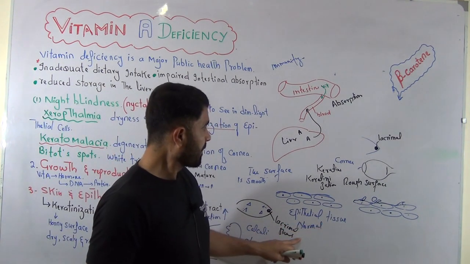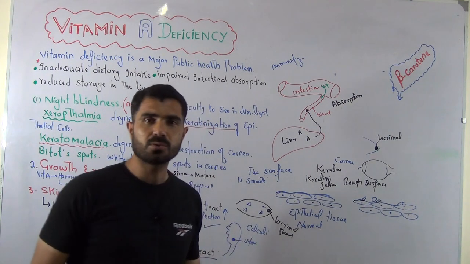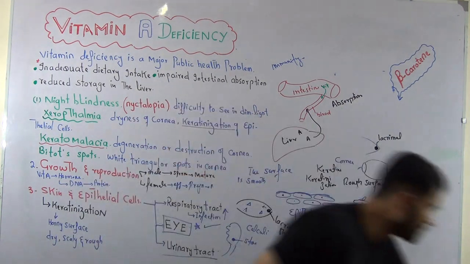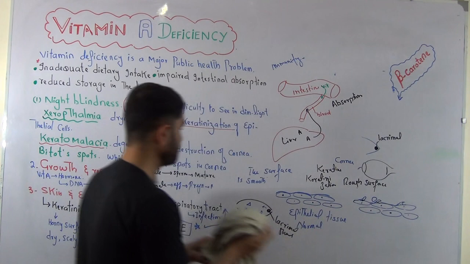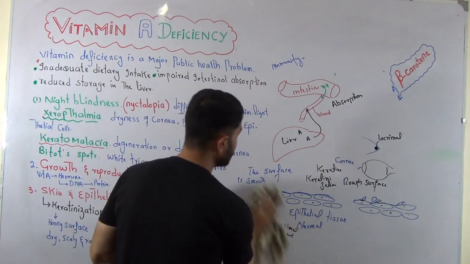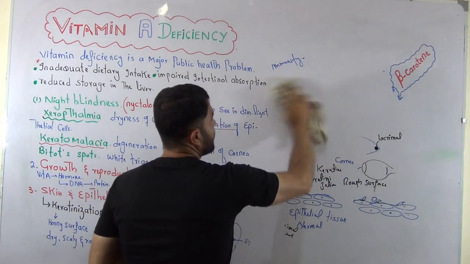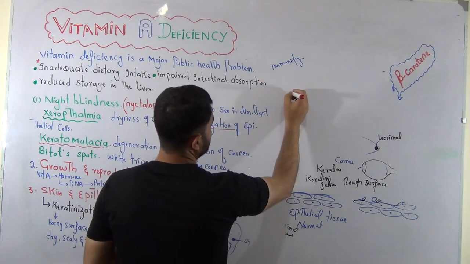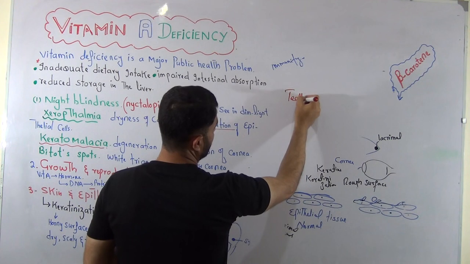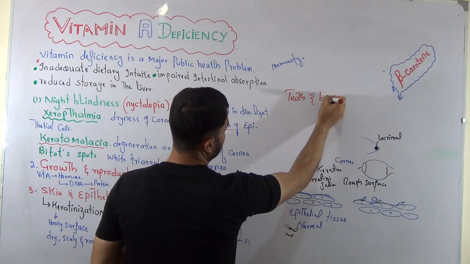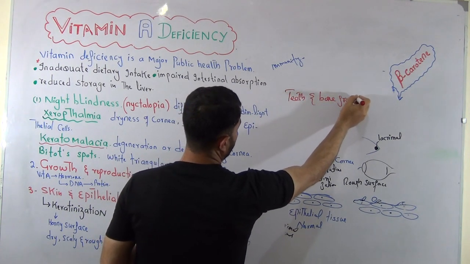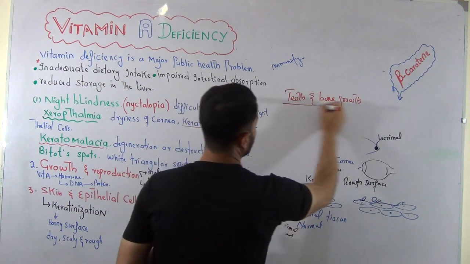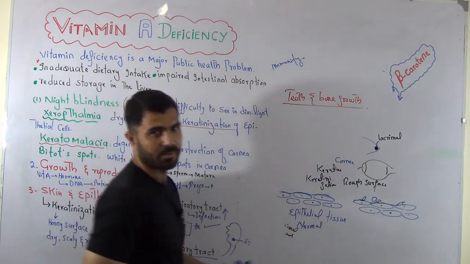And now I would like to tell you one thing more. The deficiency of vitamin A. It is done. And now vitamin A has some of its role in the teeth and bone growth. Vitamin A is also involved in teeth and bone growth.